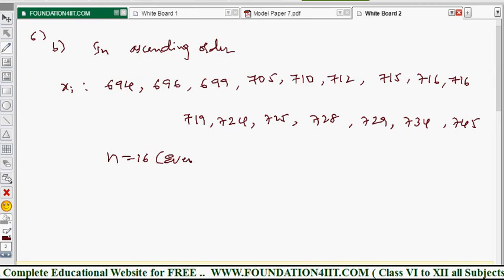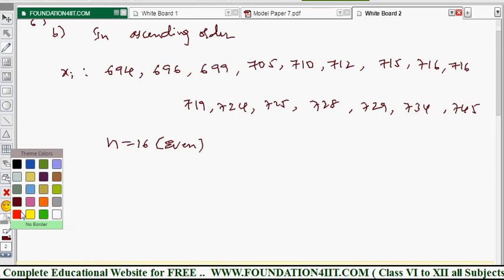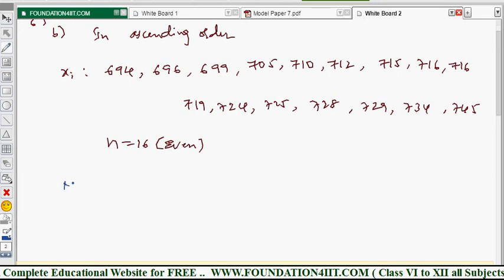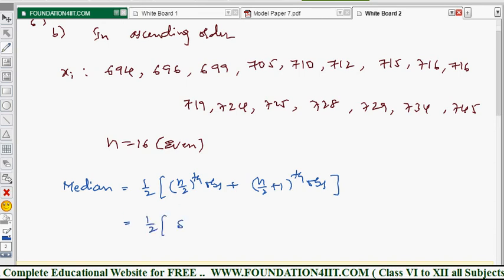So this is an even number. If it is even, you can write the median formula. Because it's an even number, the median is equal to half of the formula: 1 by 2 into the n by 2 observation plus the n by 2 plus 1 observation. We should take it like this. So n is 16, so n by 2, 16 by 2, is the 8th observation in this list, and n by 2 plus 1 is 9th observation. You should find both first.